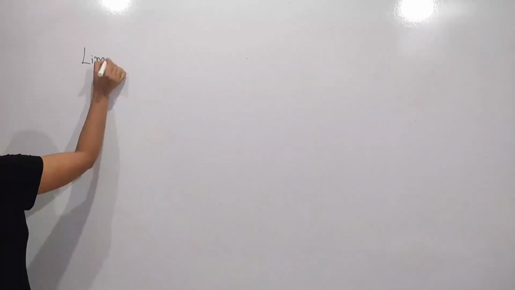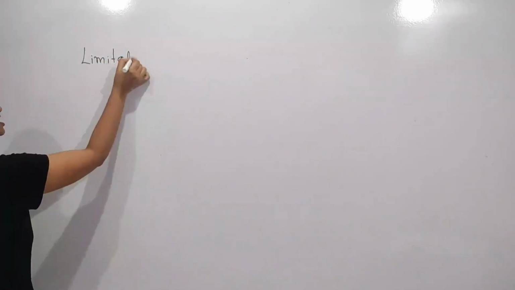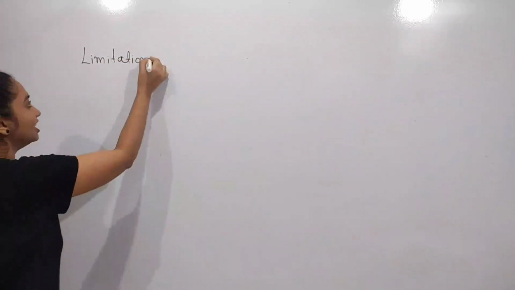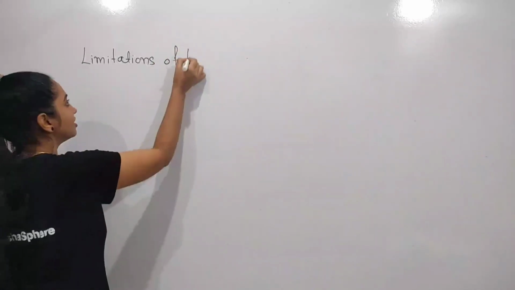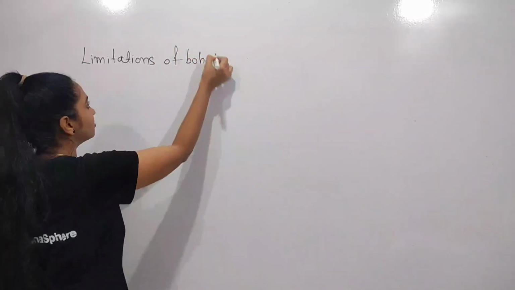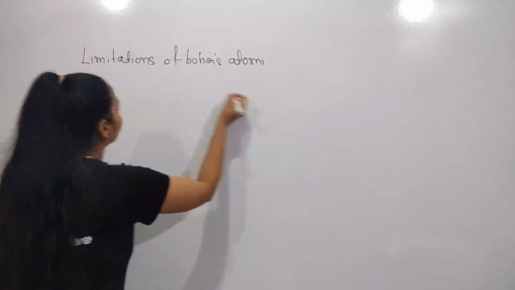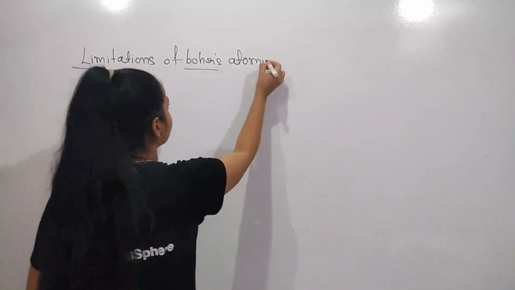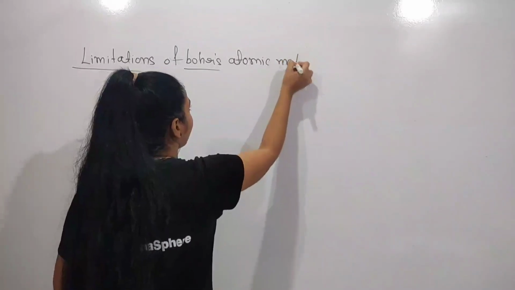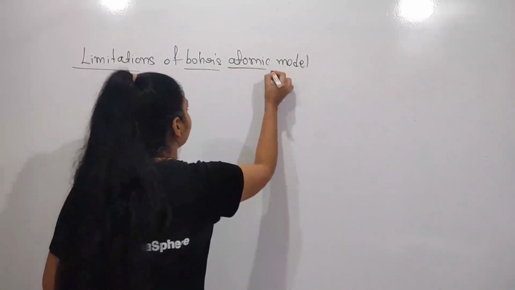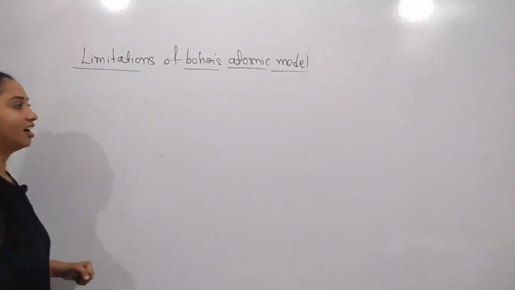In today's class, I wish to discuss the limitations of Bohr's atomic model. So what are the limitations of Bohr's atomic model here? Where Bohr fails to explain the structure of an atom.